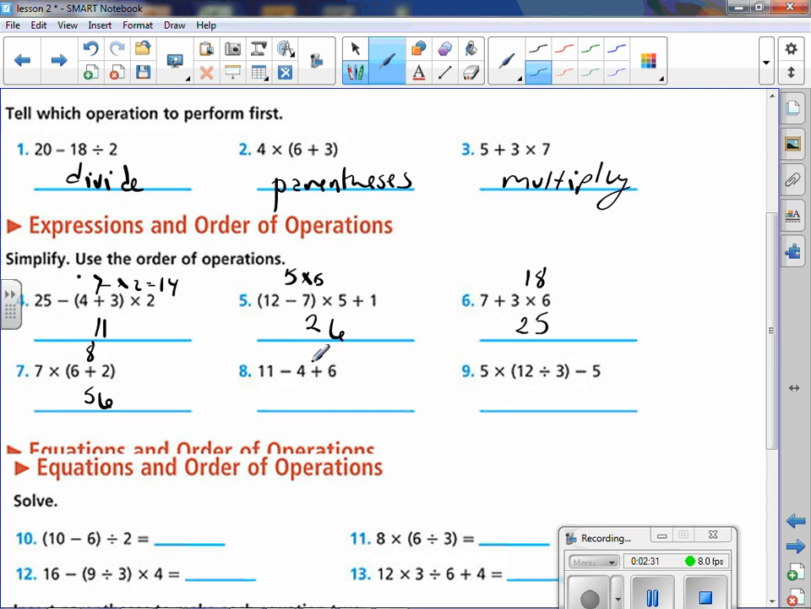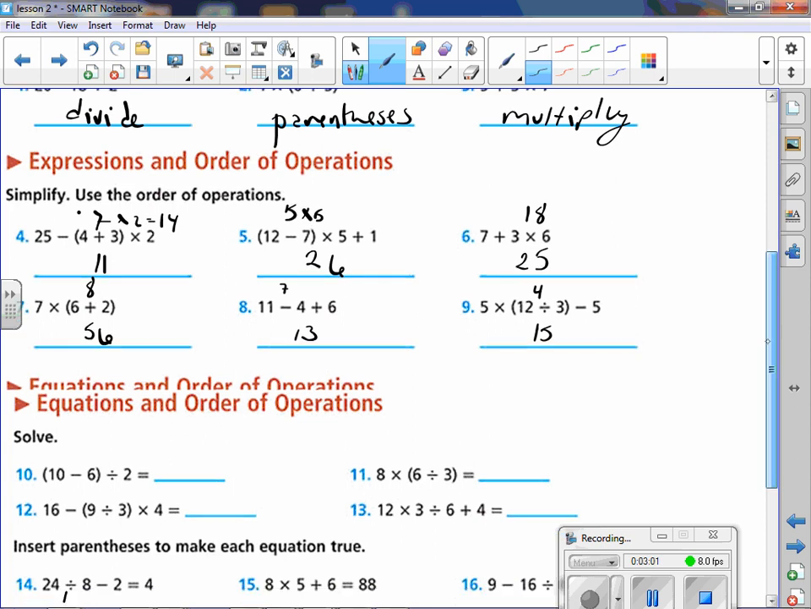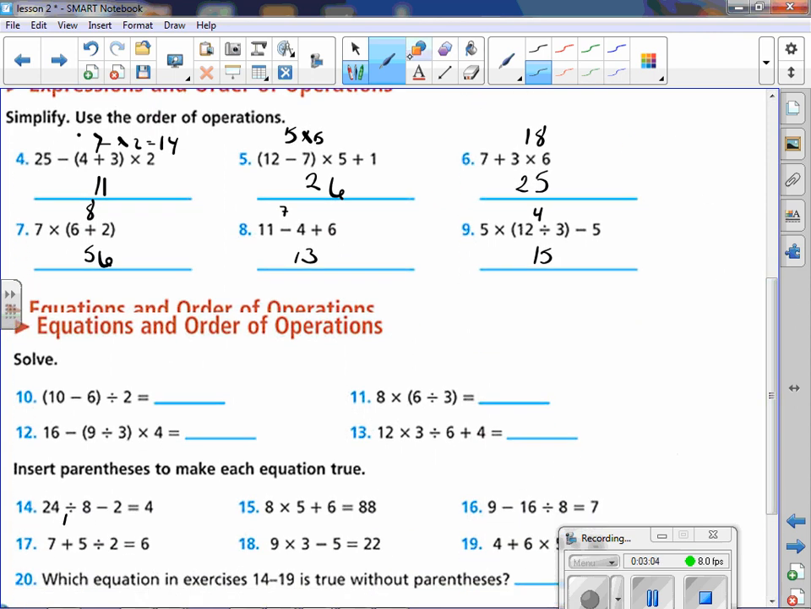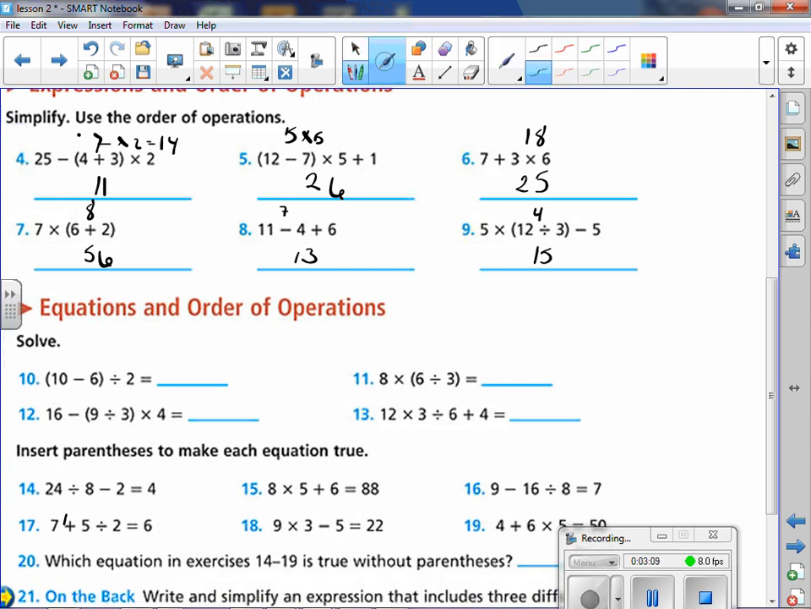Remember, when there's no parentheses and there's addition or subtraction or multiplication or division, you just go left to right. Don't add and then subtract, okay? So it's just 11 minus 4, 7, right? Plus 6, 13. Okay? 12 divided by 3 is 4. 5 times 4 is 20. Minus 5 is 15. So I know a lot of this can be mental math, but make sure you're showing your work. Do you guys see how I wrote the numbers up above? So please make sure that you guys are doing that just to kind of help show your work so we know what's going on. Okay, let's move forward.